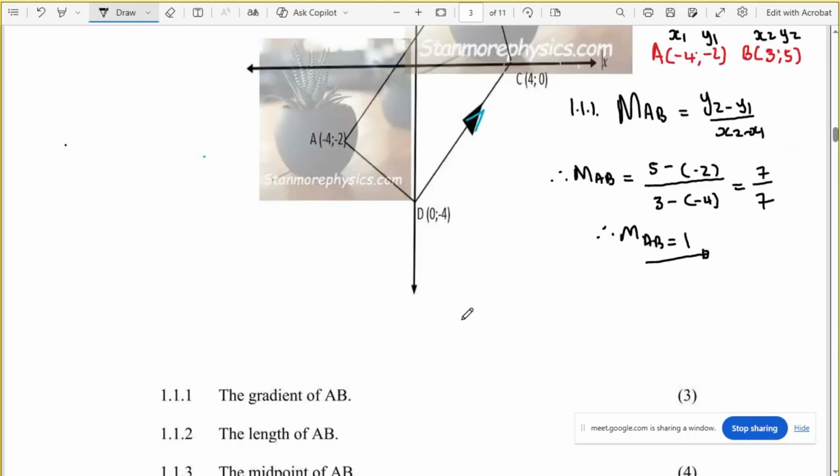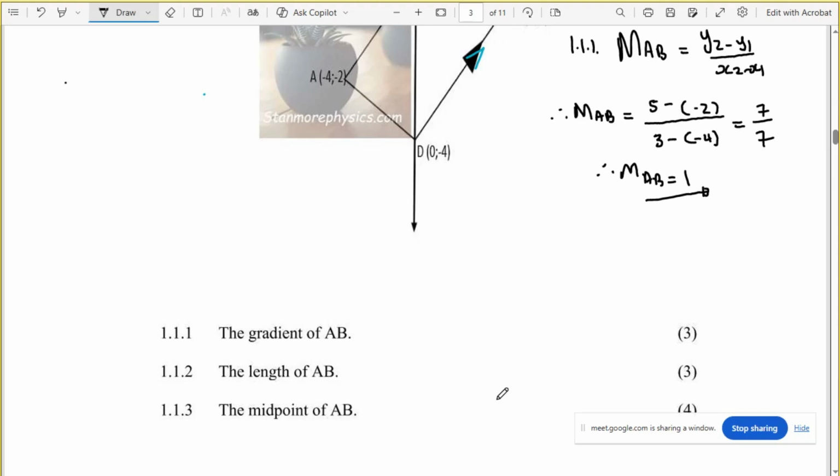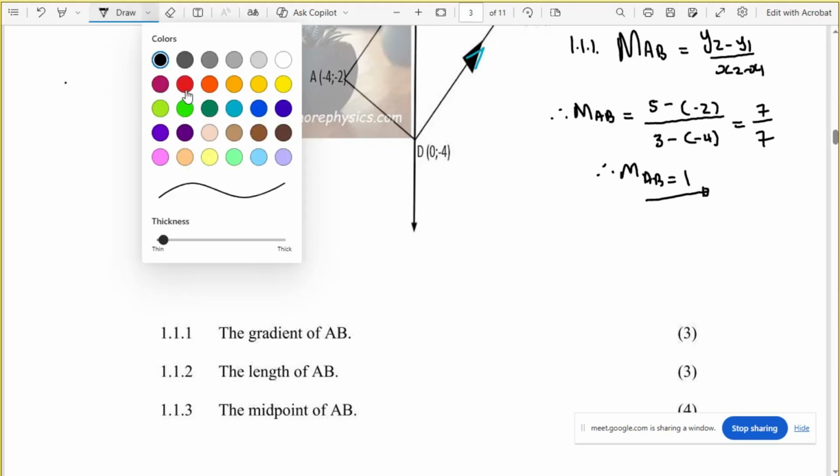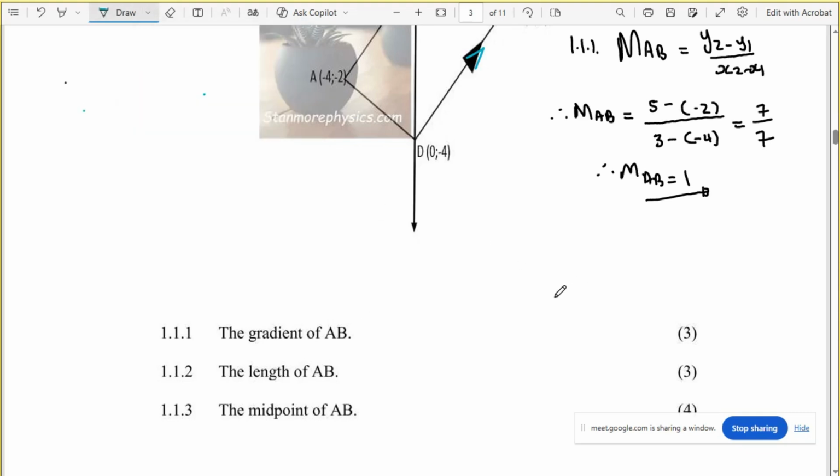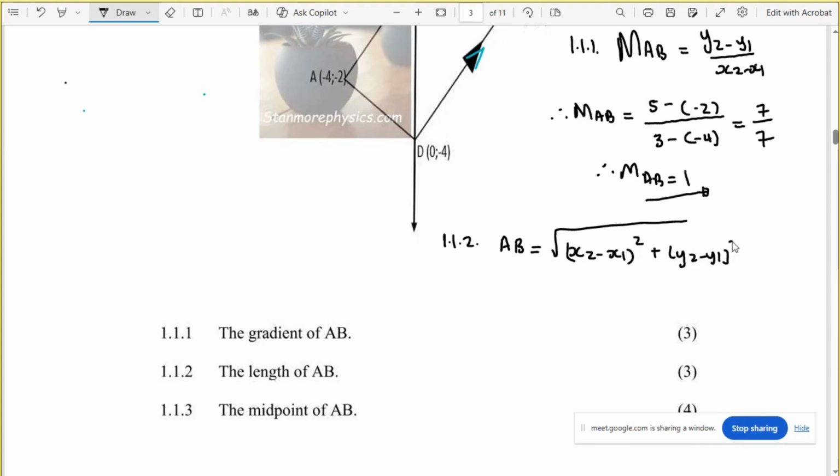Yes. Okay. The next question, calculate the length of AB. So I think already we have the points A and B and we already named those points. So to calculate the length, we're going to use the distance formula, right? Do you agree with me on that? Yes. Right. So I need to write it down to answer 1.1.2. I need to write down the distance formula and say AB will be the root of (x2 minus x1) squared plus (y2 minus y1) squared.